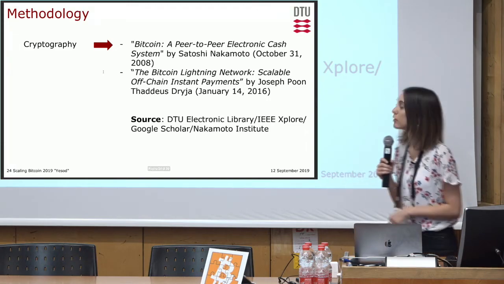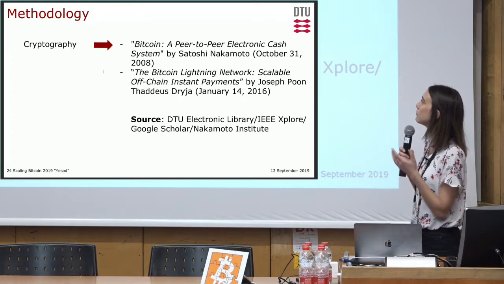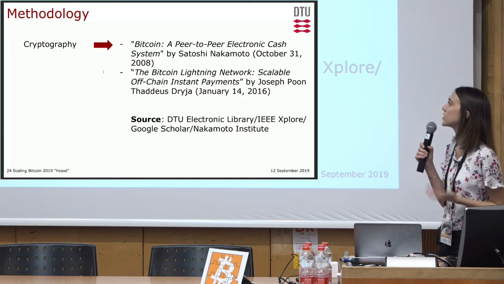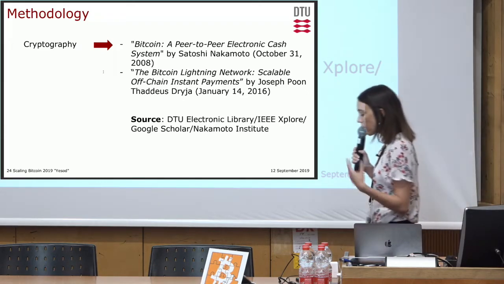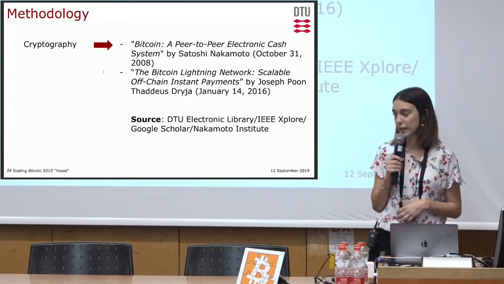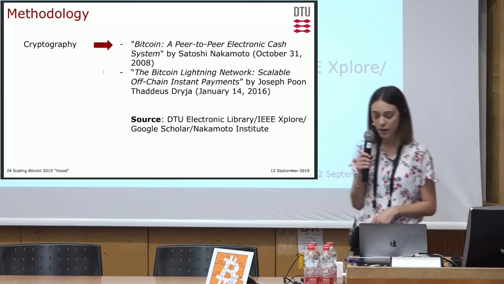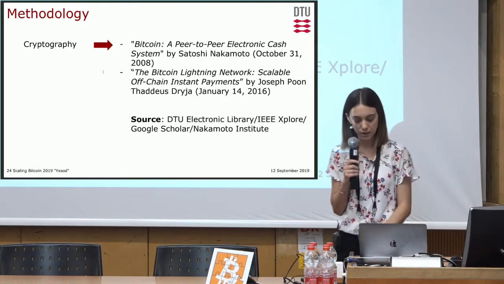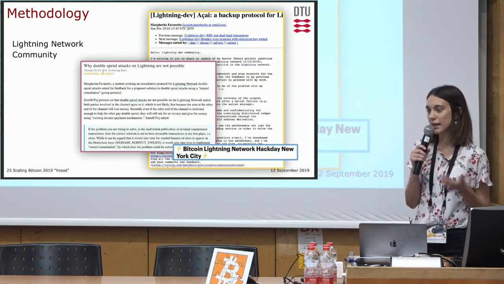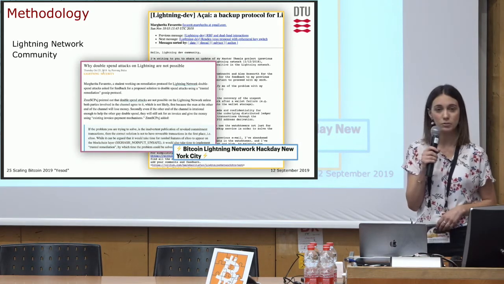Regarding the cryptography, I used the main papers for Bitcoin and Lightning: Bitcoin: A Peer-to-Peer Electronic Cash System, and The Bitcoin Lightning Network: Scalable Off-Chain Instant Payments. So I analyzed, for example, public key cryptography, then the blockchain and hashcash, which make up the essence of Lightning and Bitcoin. Then the most crucial part of my methodology was the brainstorming with the Lightning Network community.